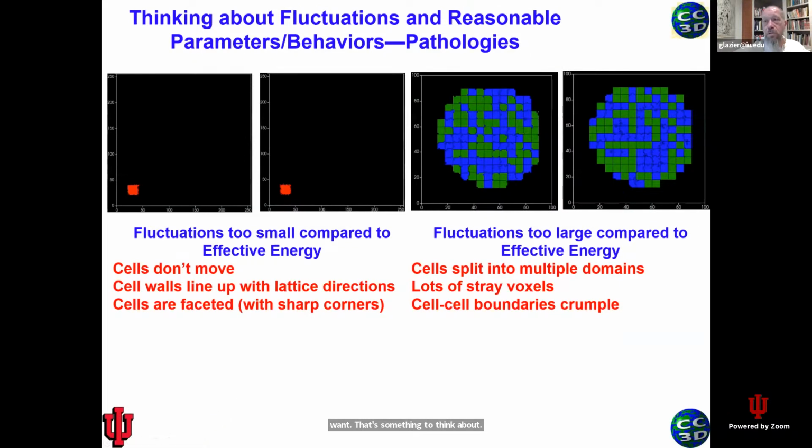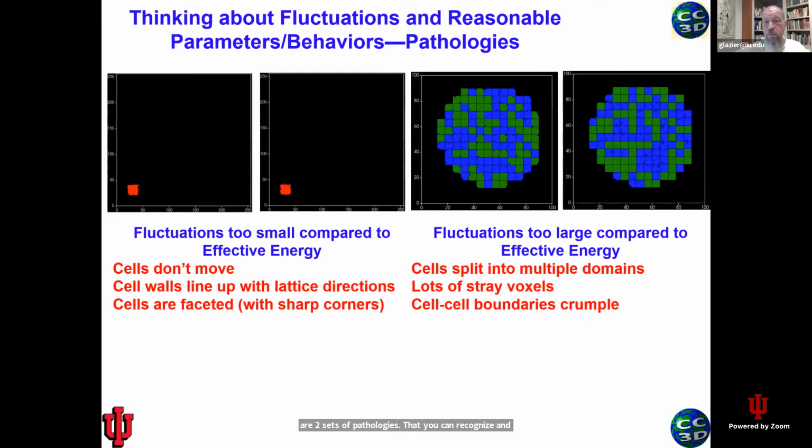If the fluctuations are too small compared to the effective energy, then the cells won't move at all. The cell walls will line up with lattice directions. You'll see square cells a lot, or at least faceted cells with sharp corners. If the fluctuations are too big, the cells will split into multiple domains. You'll have lots of straight voxels, and the cell-cell boundaries will crumple. And so these are two sets of pathologies that you can recognize and use to fix your simulations.